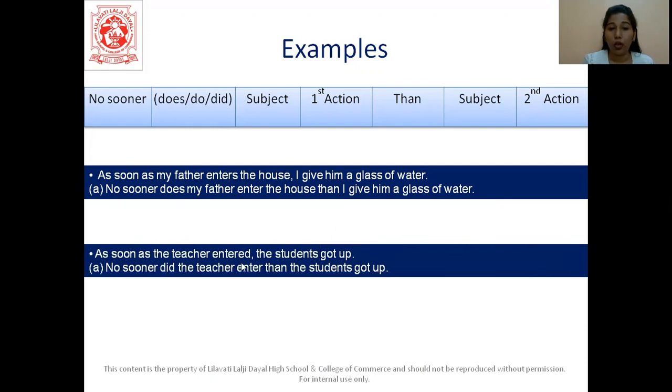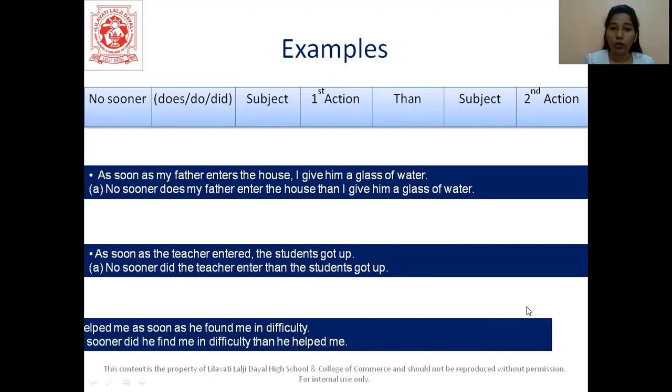As soon as the teacher entered, the students got up. Same, we will follow this structure. No sooner did. Why are we using the word did? Because here it is entered, which means past tense. For past tense, we are using the word did. So no sooner did the teacher enter, then the students got up. So entered became enter, the comma we replaced with the word then, and the second action remains as it is. The students got up. You remember the structure, students, so you can solve your sentence accordingly.